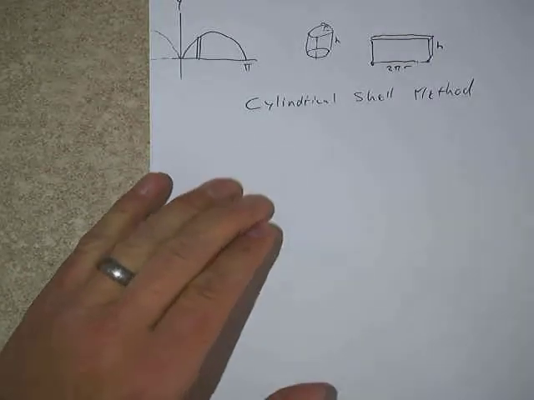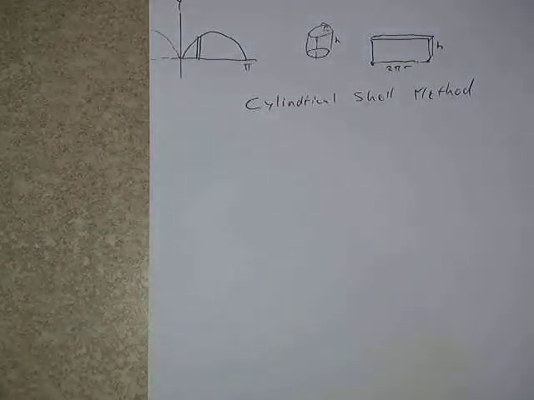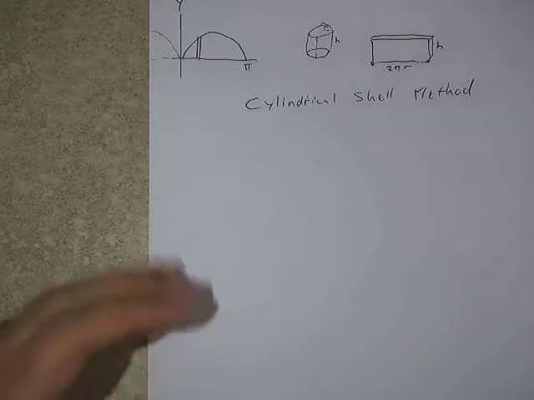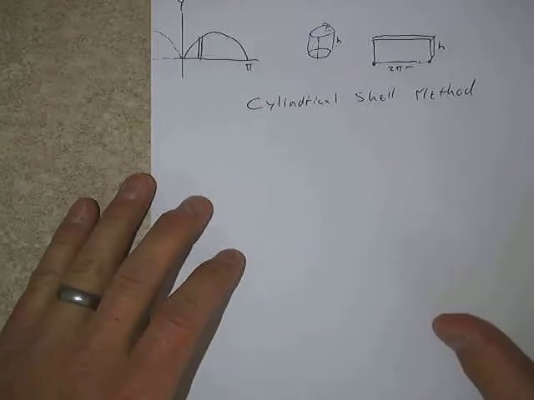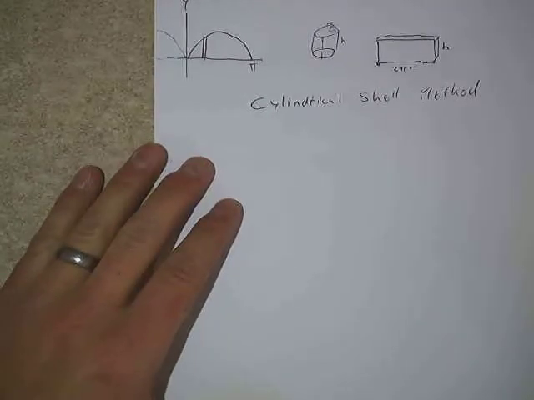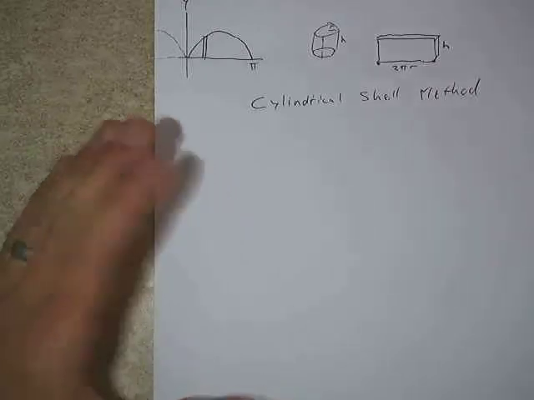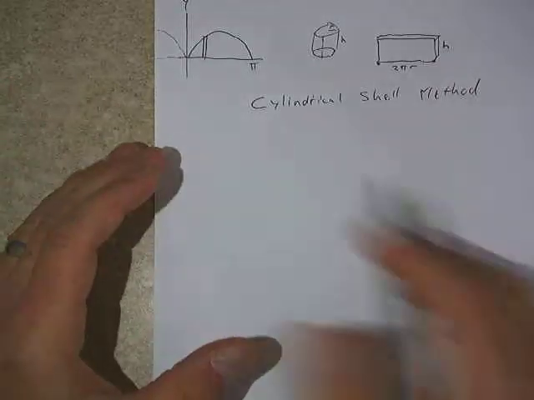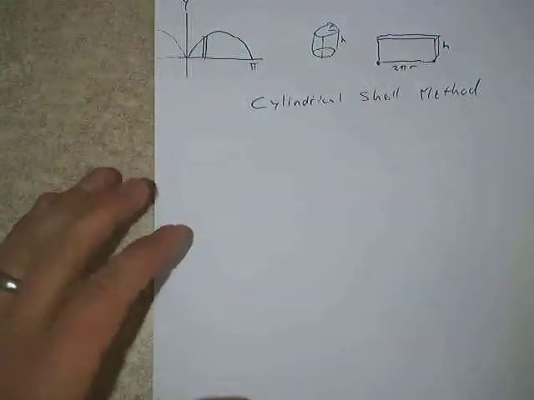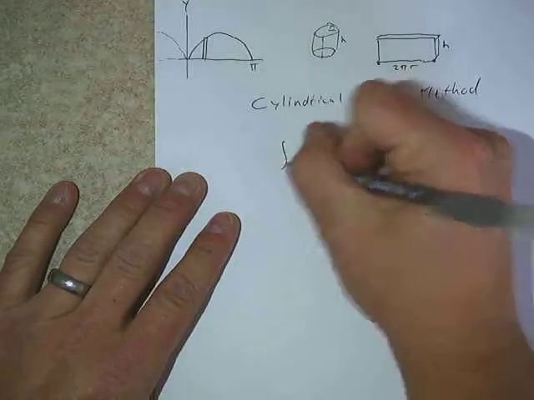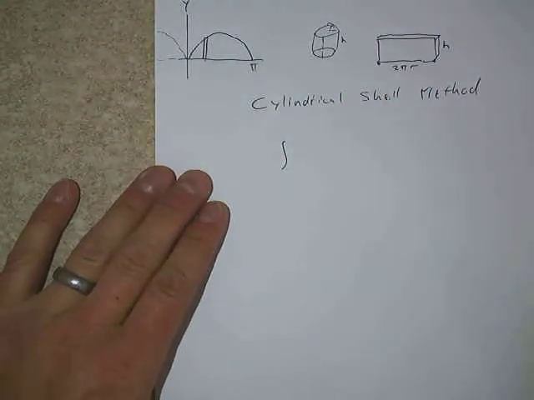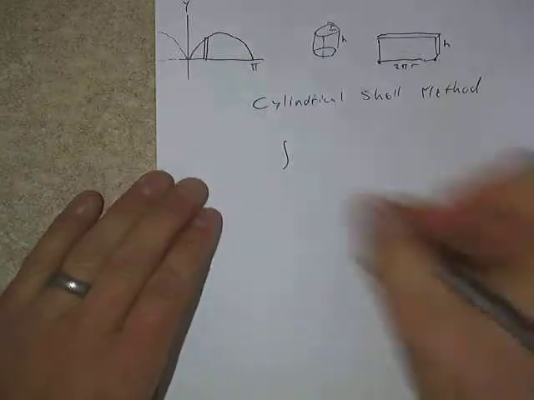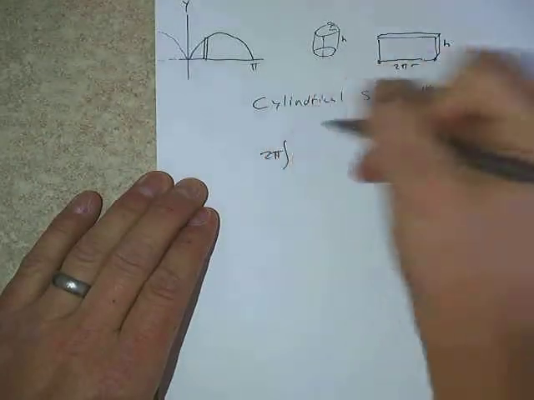Anytime that we have this situation where our slice is parallel to the revolving line, we're going to get what we call, instead of a can, mathematically, a cylindrical shell. And so what we're going to be using here in this case is what we call the cylindrical shell method.